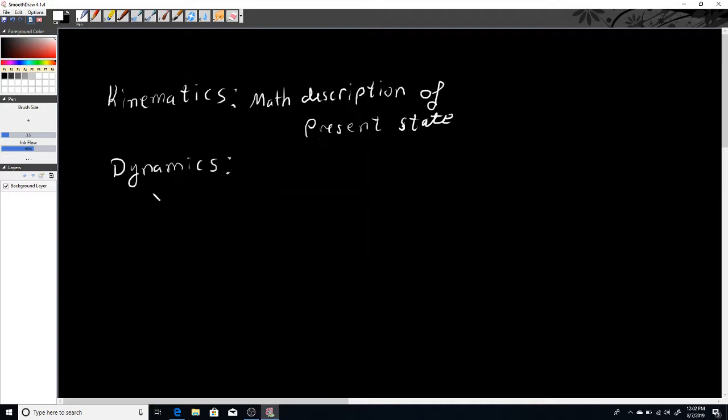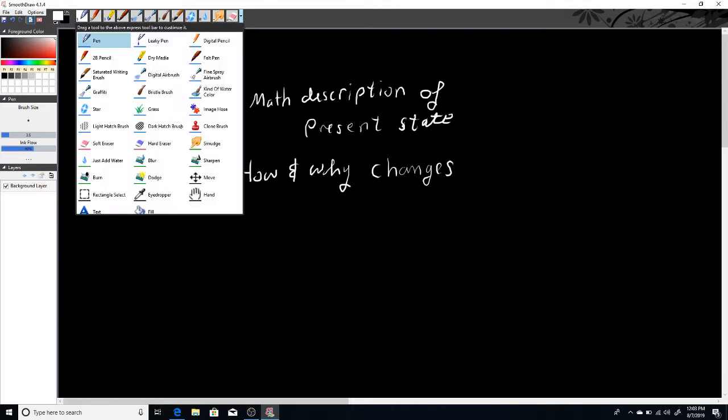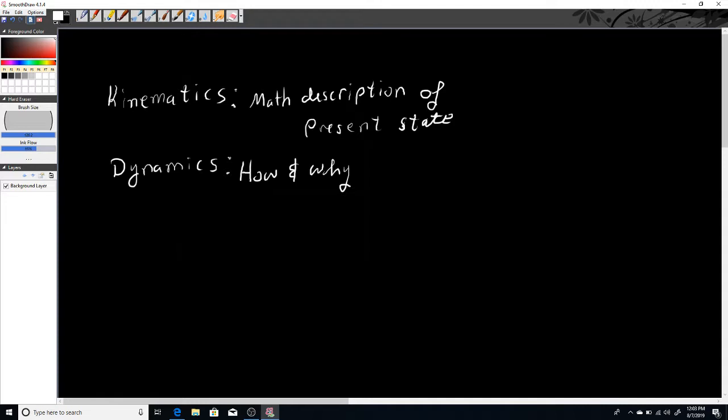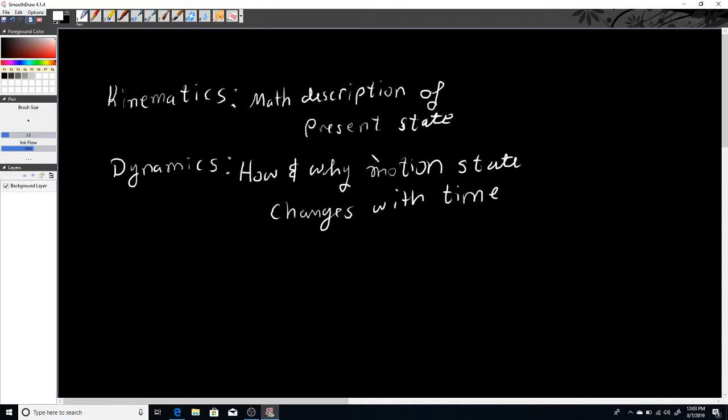And dynamics is a description of how and why this particular state of motion changes with time. So how and why motion state changes with time. So basically kinematics is describing what the conditions are at the present moment. Dynamics is telling you how those conditions change with time.